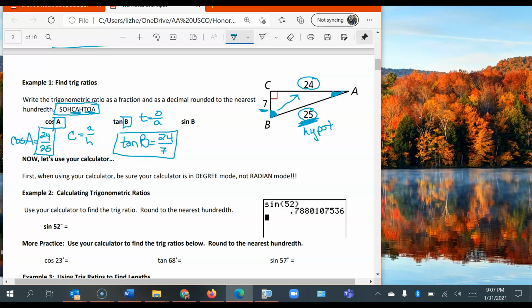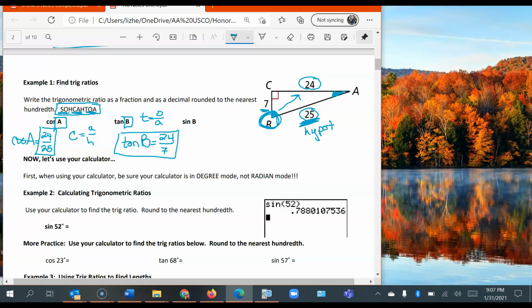Next, I have sine of angle B. So again, we're in reference to angle B. Sine is opposite over hypotenuse. So write that down. S is opposite over hypotenuse. So opposite of B is 24. Hypotenuse is 25. So the sine of angle B is 24 over 25.